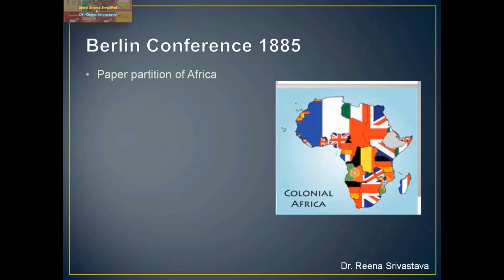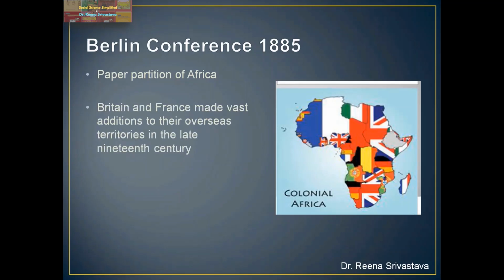So finally they decided, let us sit down, talk with each other, and divide this region amongst each other peacefully. So there was a conference held at Berlin in 1885, and these European powers sat there with a map of Africa and divided it quite peacefully amongst them.